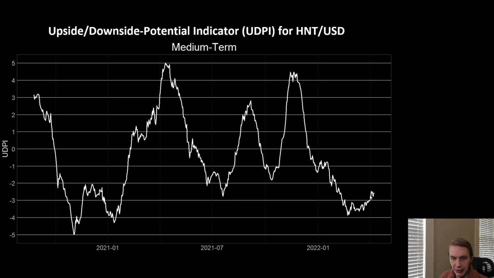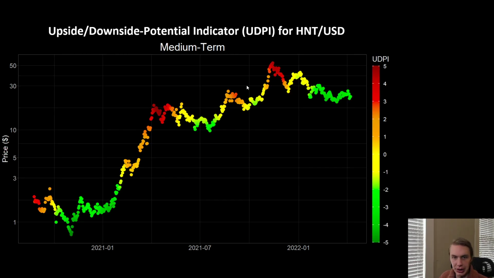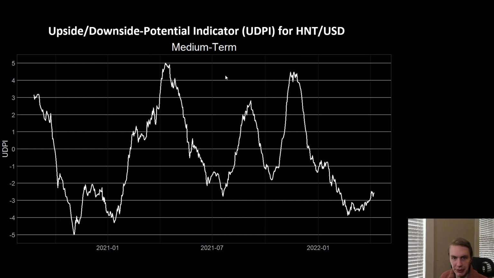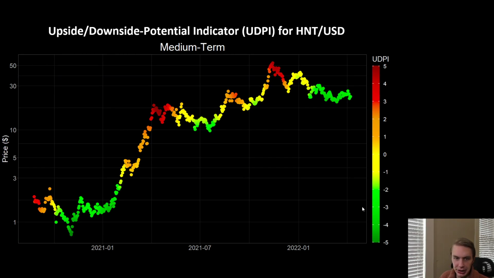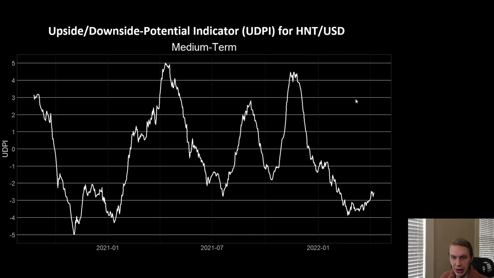the more medium-term time frame. And we can see that this has done a good job of identifying these high risk zones in the past where distributing HNT has been effective. We're nowhere near those levels now, right? We're down in more of the territory where in the past accumulation of HNT has been advantageous. We're not in these high risk zones at this point.